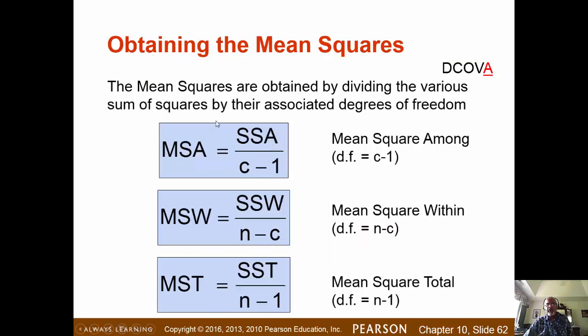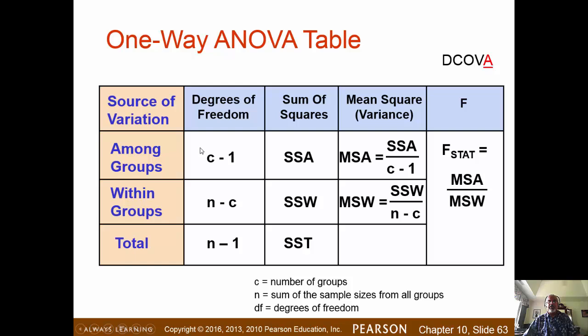So here is a summary of what we have so far. MSA between groups, MSW within groups, and here once again I repeat myself, if the different groups are significantly different, MSA will be large. Otherwise it will be small compared to MSW. So now if you take all of this information and present it as a table, that is called a one-way ANOVA table. So we have among groups, within groups, total.